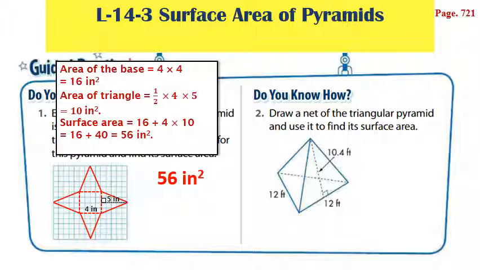Now guided practice part 2. Do you know how? Number 2 now. Draw a net of the triangular pyramid and use it to find its surface area. What is the answer? Excellent. 249.6 square feet. Let us see the net that I drew.